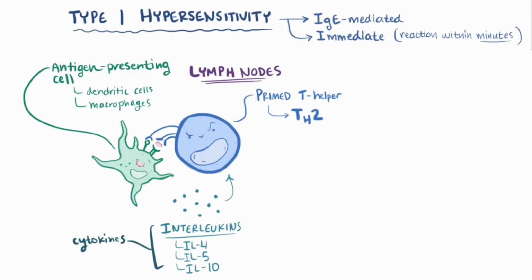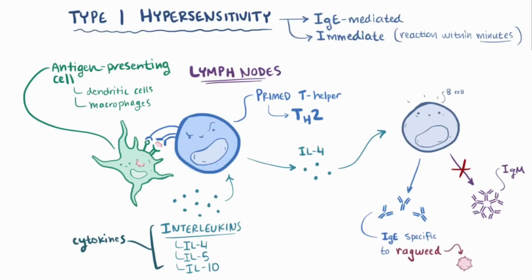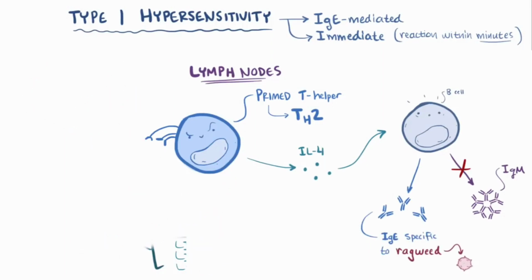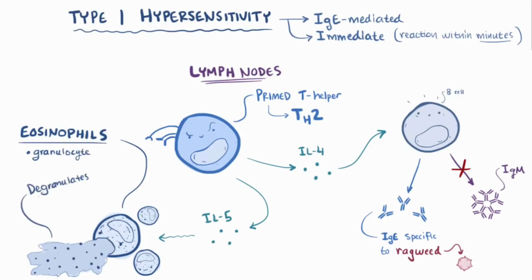At any rate, the excited Th2 cells release a bit of their own interleukin 4 and get the B cells to undergo antibody class switching. And so the B cell switches from making IgM antibodies to making IgE antibodies, which are specific to that ragweed pollen in our example. Th2 cells also release some interleukin 5, which stimulates production and activation of eosinophils, a granulocyte, which is a type of white blood cell that degranulates, or essentially releases a whole bunch of toxic substances that can damage both invading cells and nearby host cells.